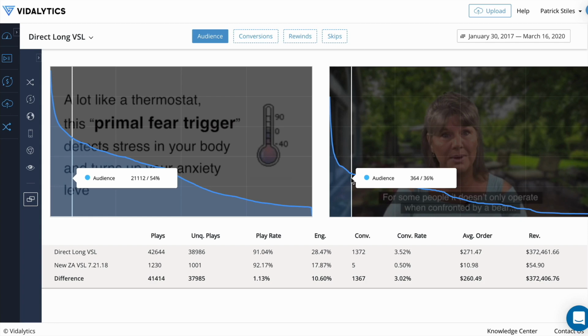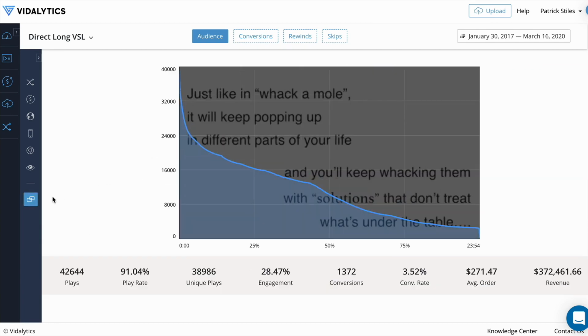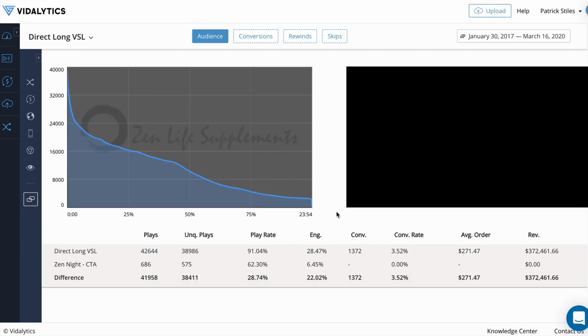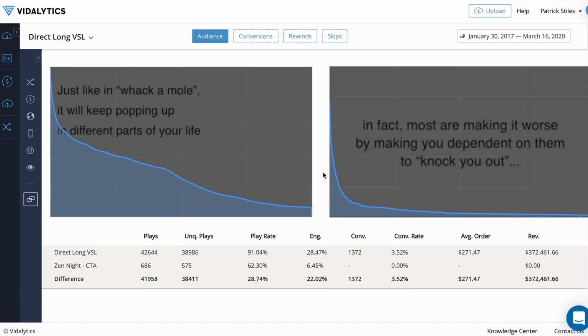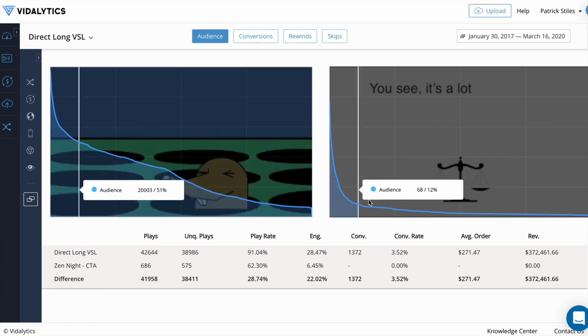And this test between these two different videos was a bit closer than most, because in my experience, oftentimes they're going to be a lot more like this one that I'm going to show you here. Oftentimes it's going to be a lot more like this, where on the right we have a video that just bombed right out of the gate. And you can see that this looks like a plane crashing.